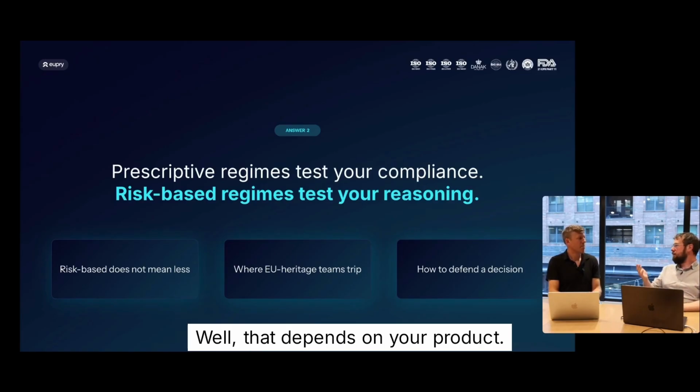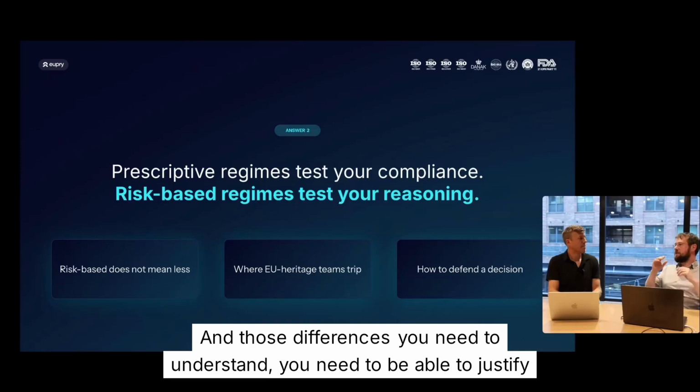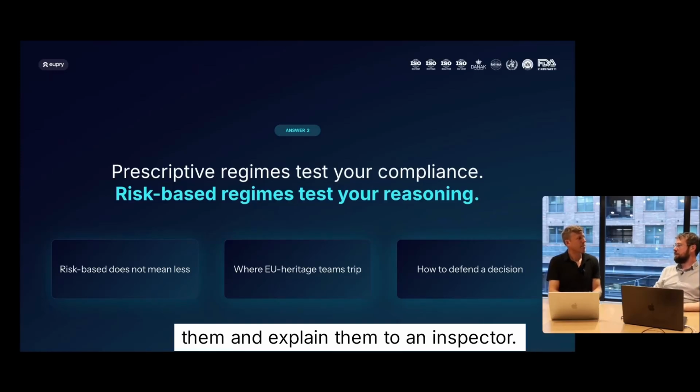Well, that depends on your product. Are you storing pellet tanks? Well, stability is a minor issue. Are you storing small vials? Well, then there's a large issue. And those differences, you need to understand. You need to be able to justify them and explain them to an inspector.